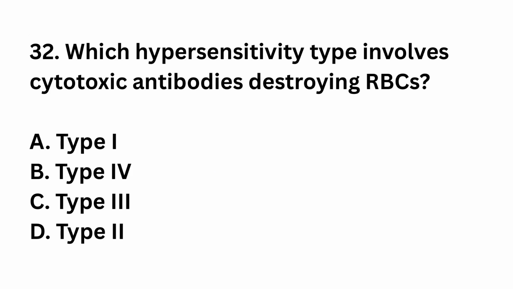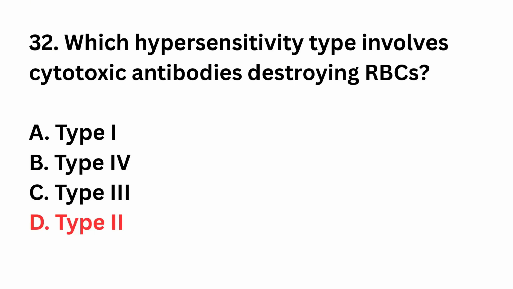Question number 32. Which hypersensitivity type involves cytotoxic antibodies destroying red blood cells? Type 1, Type 4, Type 3, Type 2. The right answer is option D, Type 2. Antibodies bind red blood cell antigens. Complement or phagocytes cause cell destruction.